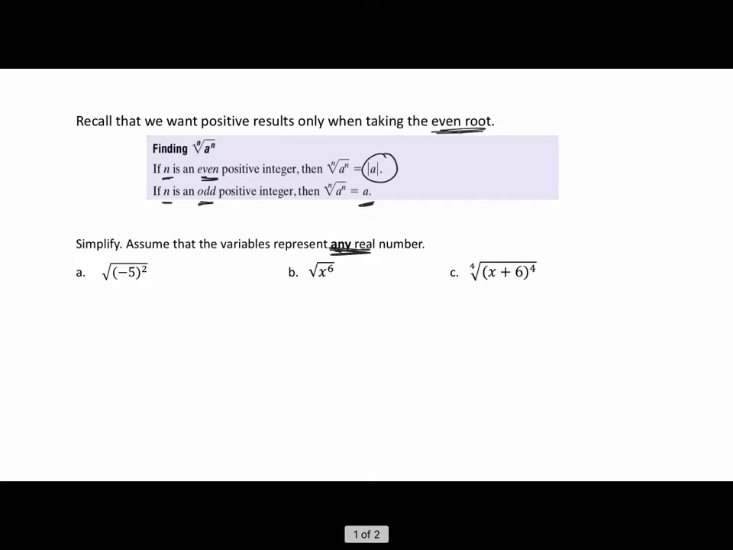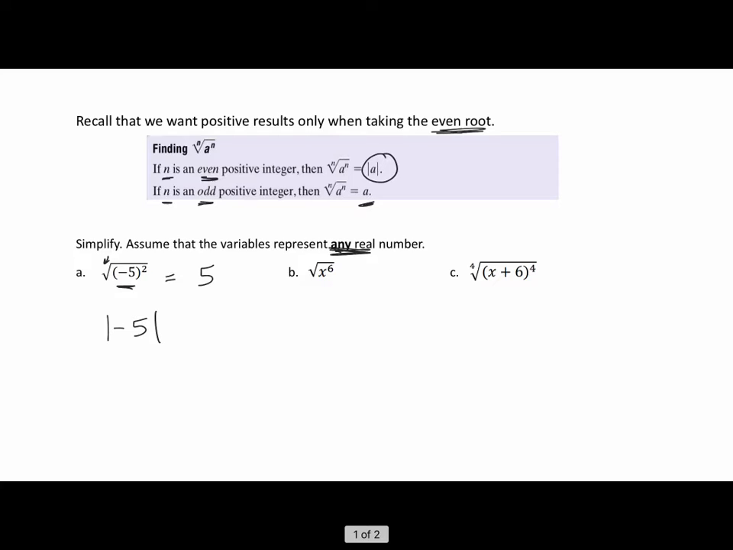So our first example, the square root of negative 5 squared, is what's inside, but it has to be in absolute value bars because it is an even root. So this square root would be 5.